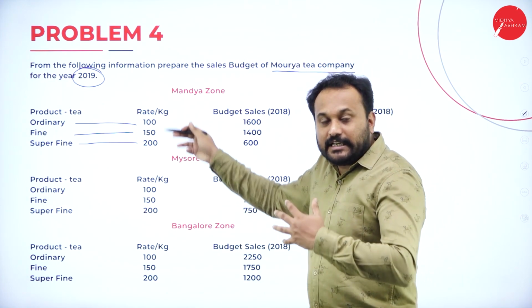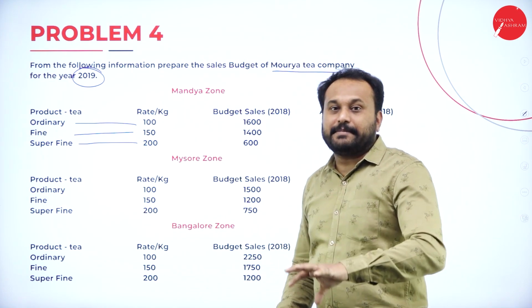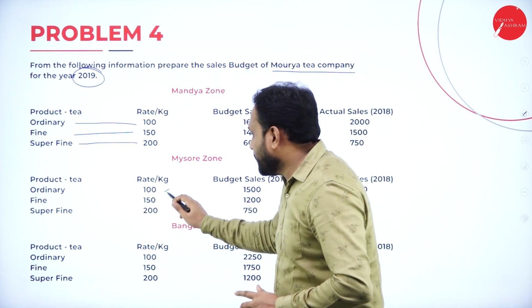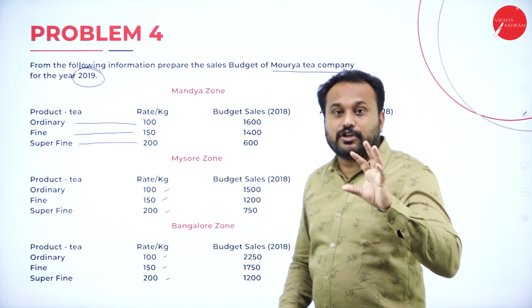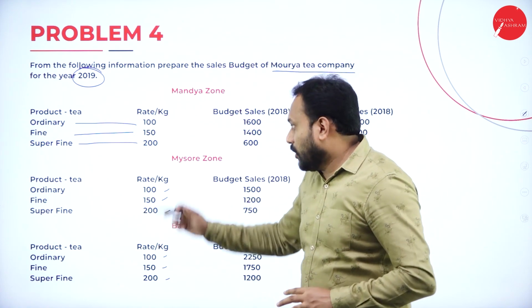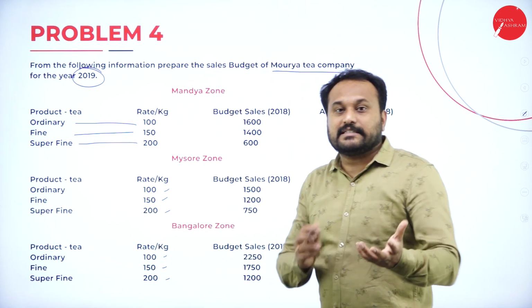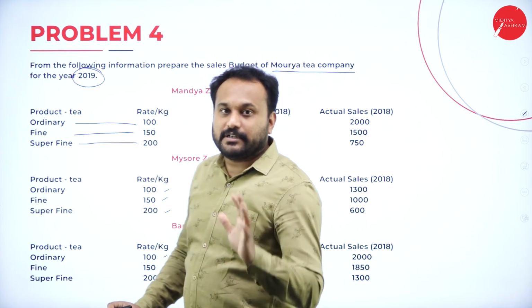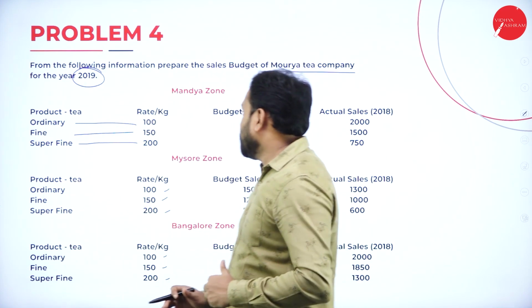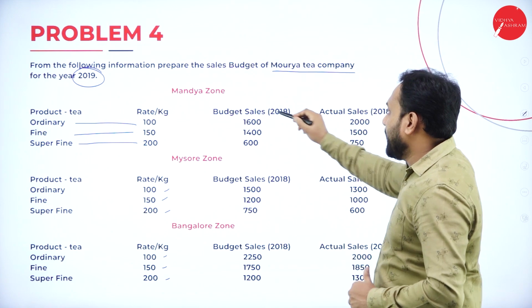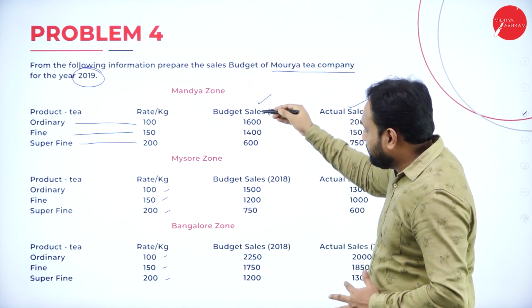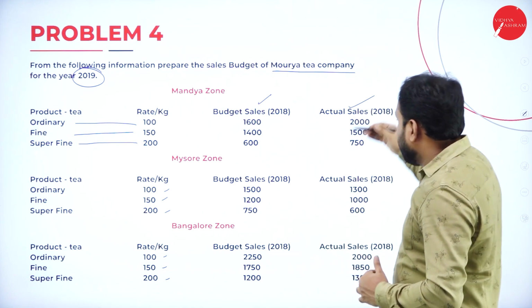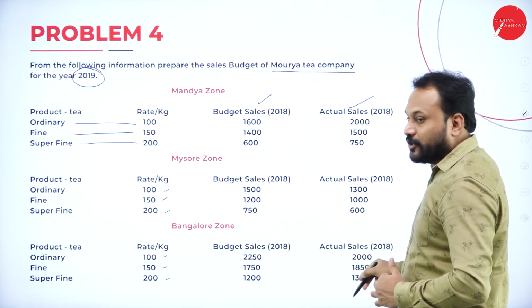Please understand, for each and every division, you are supposed to see whether it is the same rate or not. Here 100, 150, 200 same. Now here also 100, 150, 200. So you should always check whether all the numbers are the same or there are any differences. So all the numbers are the same. Next, the budgeted sales they have given here, and the actual sales they have given here. That is 2018 budgeted for all the divisions and 2018 actual sales for all the divisions.